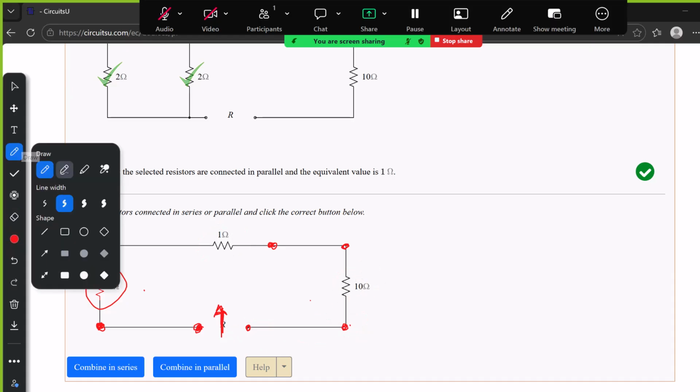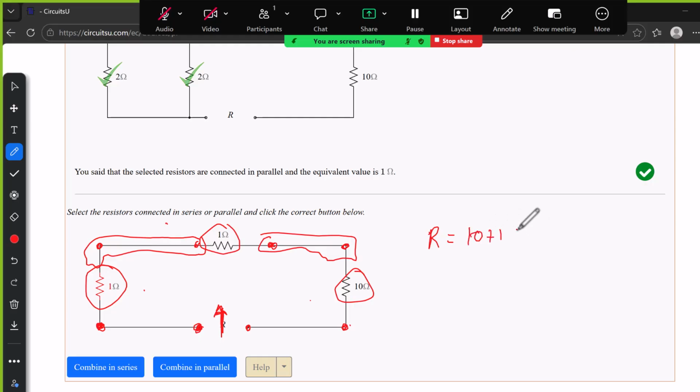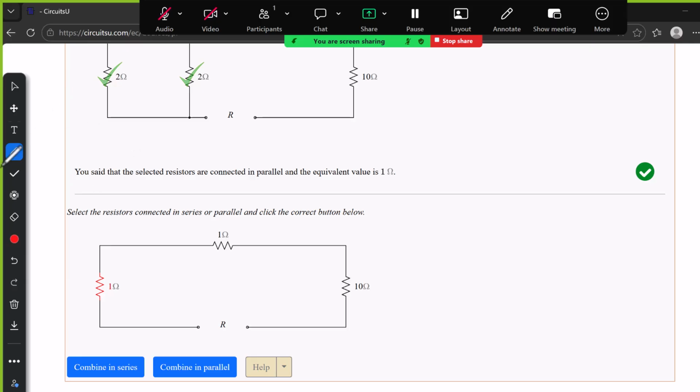So if only one terminal of the resistor is shared among the resistors, then they will be in series. So it's this one and then this one. Then the resistance will be 10 plus 1 plus 1, which is 12 ohms. I hope that I have made the point clear about why the resistors are in series.